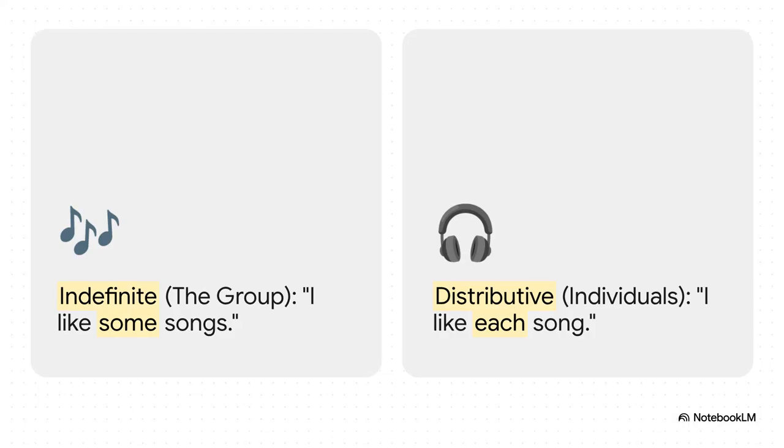Okay, this side-by-side really nails the difference. If you say you like some songs, you're talking about a chunk of the album, the group. But if you say you like each song, that means you've considered every single song individually, and they're all winners. See how the focus shifts from the whole to the parts?